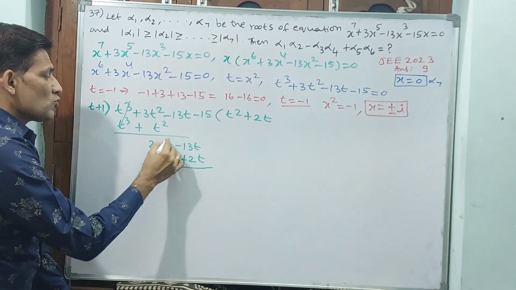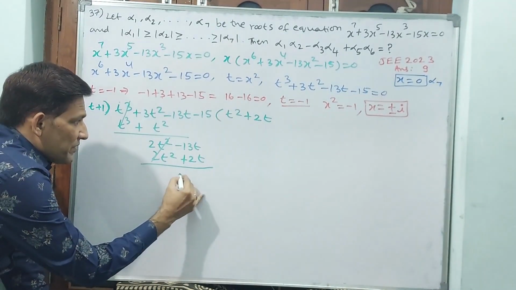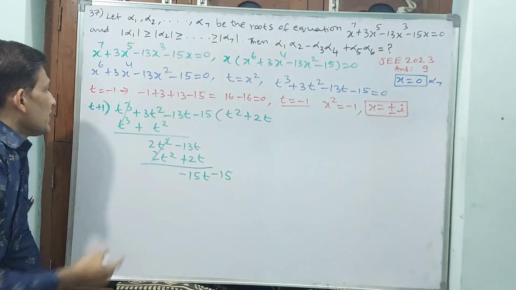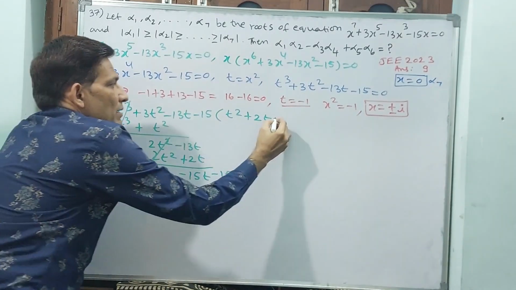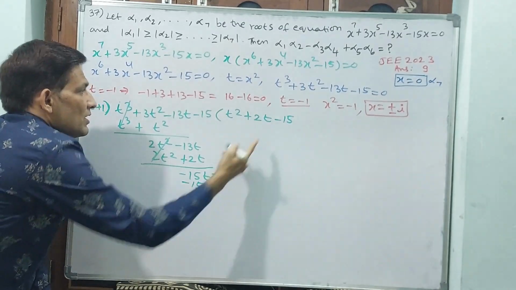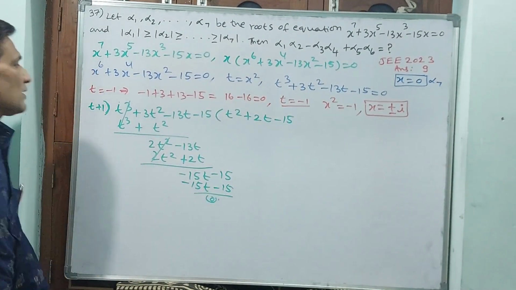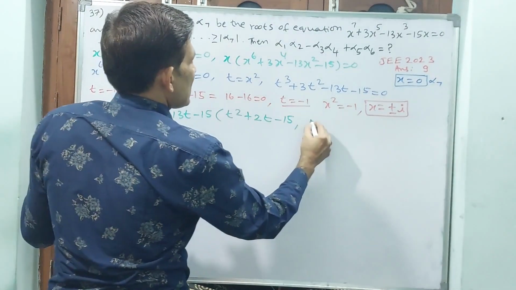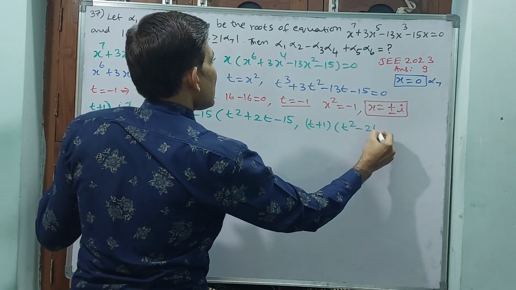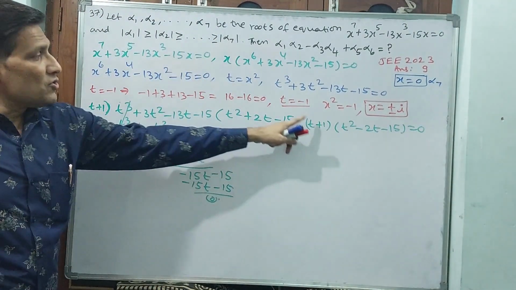Okay. And now 2t square is going to get cancelled out. Minus 13t minus 2t, minus 15t. Then you bring down this 15, minus 15. See, t minus 15. Minus 15 into t, minus 15t. Minus 15 into plus 1, minus 15. This is going to become 0. That means, see, t plus 1 into t square minus 2t minus 15 equal to 0. See, t plus 1 equal to 0 we have already solved.